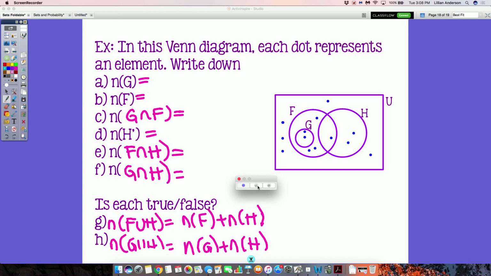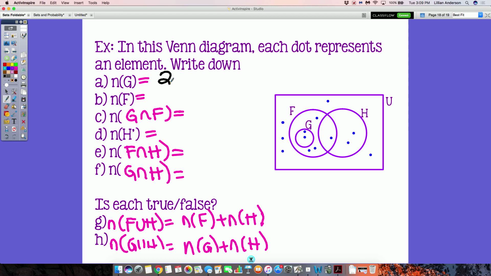What does the n mean? How many are in G? 2. There are 2 dots that lie just in G. Does everybody see that? Yes. So it's asking you how many are in each set. Now it's asking you for n of F.